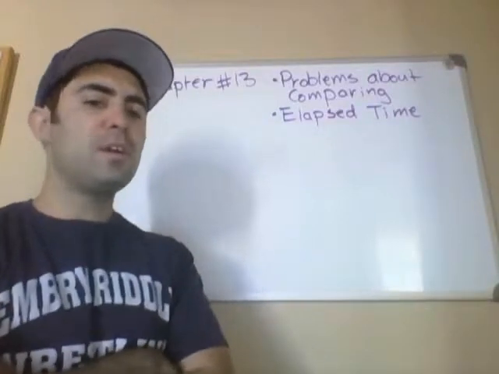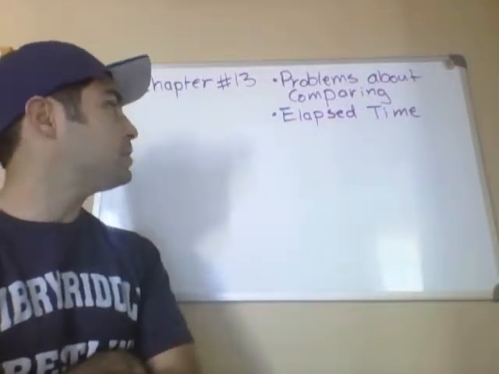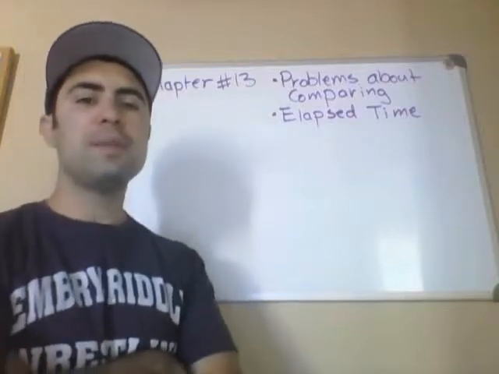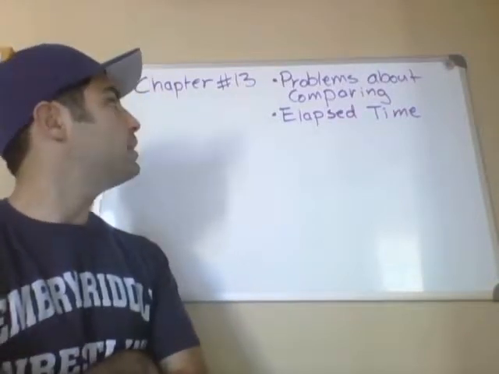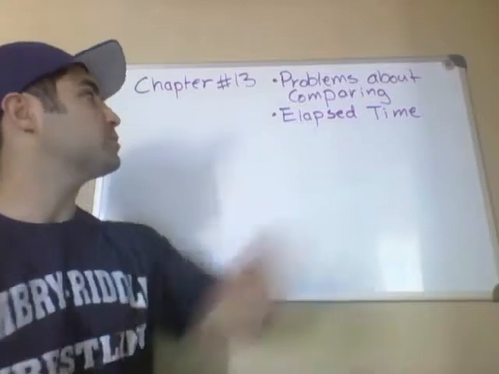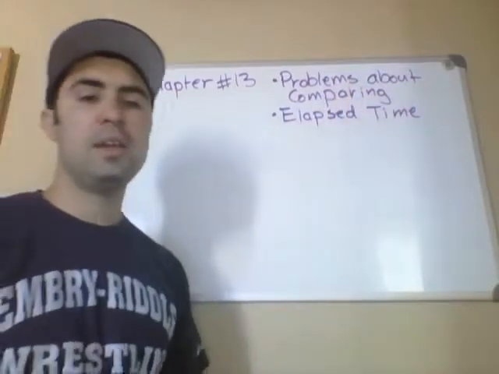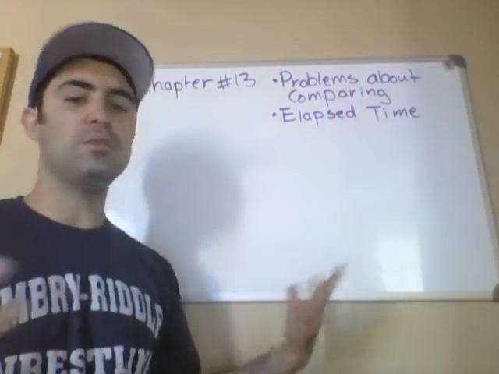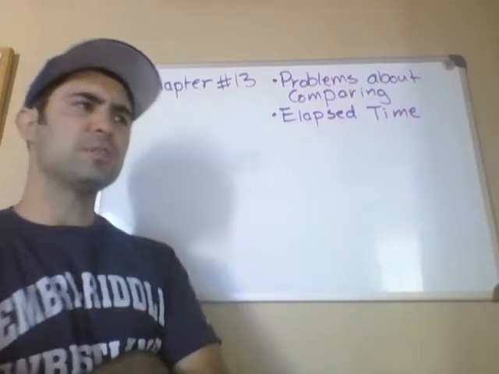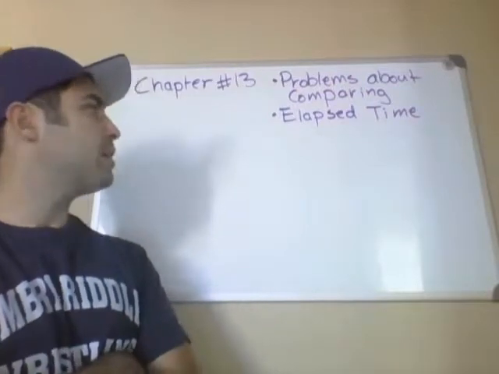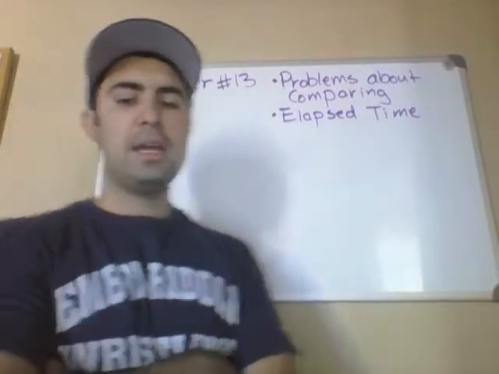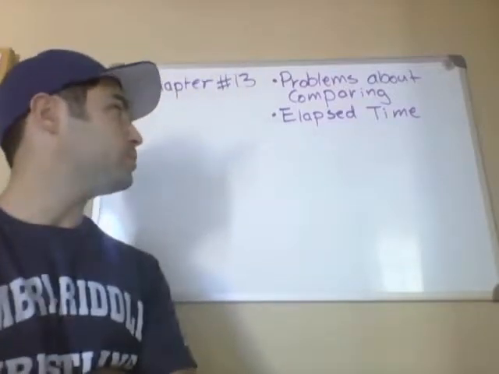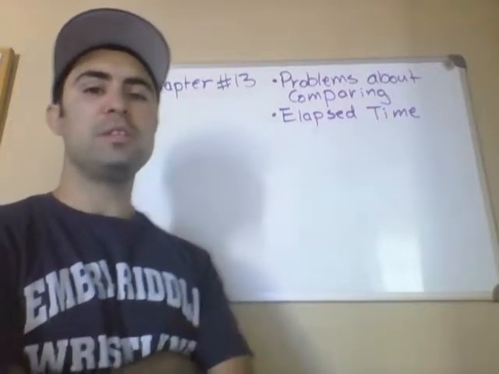Alright, today we're going to talk about Chapter 13. It's two different types of subtraction problems. One type is problems about comparing and finding the difference between two quantities, and I'm going to draw some charts to illustrate that. And then the other one is elapsed time. For both of these types of problems, the operation we use is subtraction.